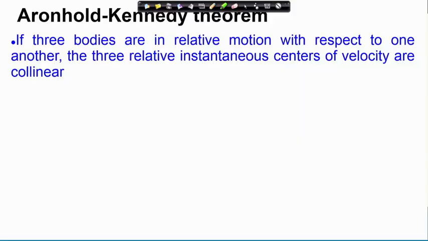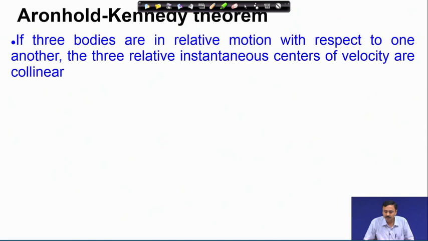So, we are going to start by reviewing the Aronhold-Kennedy theorem, which states that if three bodies are in relative motion with respect to one another, the three relative instantaneous centers of velocity are collinear.